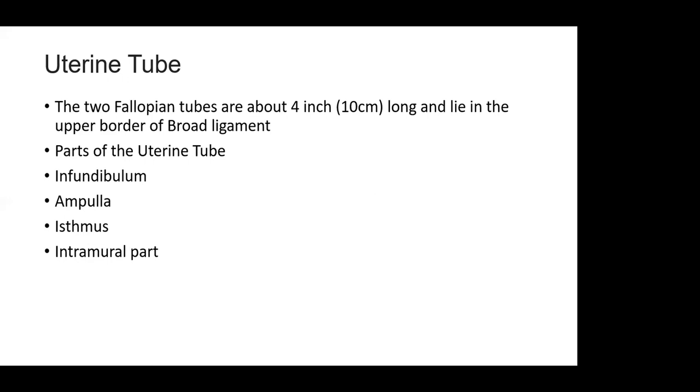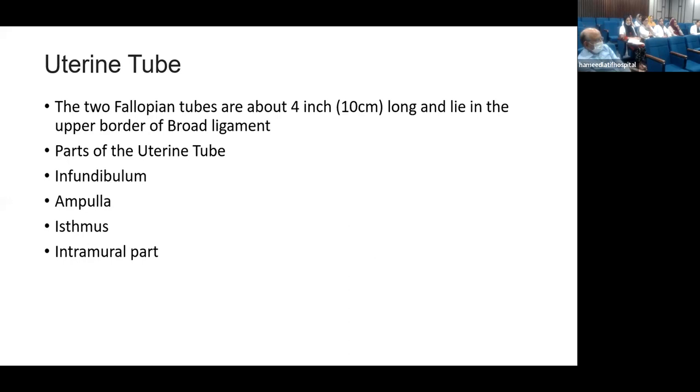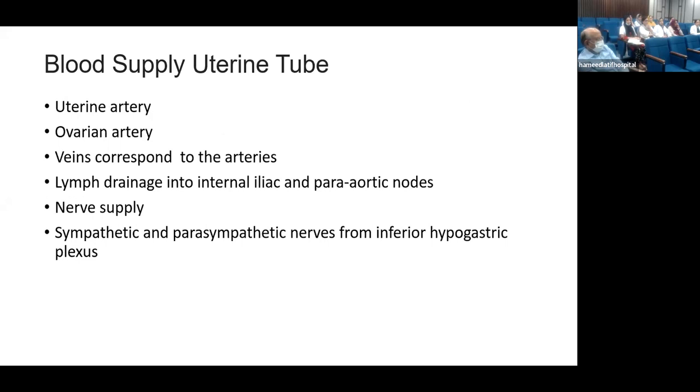which is close to the uterus, which is within the uterine wall. The uterine tube, the fallopian tube, is also supplied by the uterine artery and ovarian artery, and the veins correspond to the arteries. The lymphatic drainage includes internal iliac and para-aortic nodes, and it is supplied by the sympathetic and parasympathetic nerves from the inferior hypogastric plexus. Thank you.